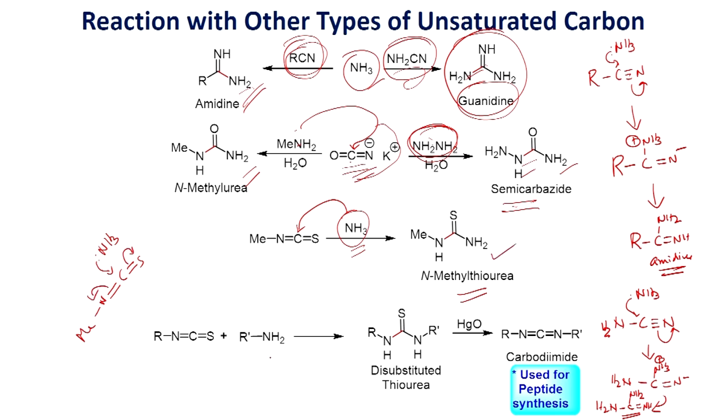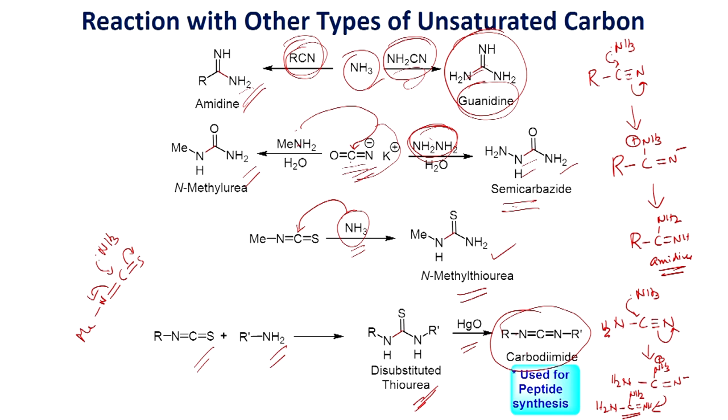The next one, the reaction of amine with thioisocyanate is shown here, and as we have just seen, it can undergo reaction in this case, and you will be able to form the disubstituted thiourea. When you react this with mercury oxide, you will be able to form the carbodiimide as a product. This is a very important compound which we use for coupling reactions.